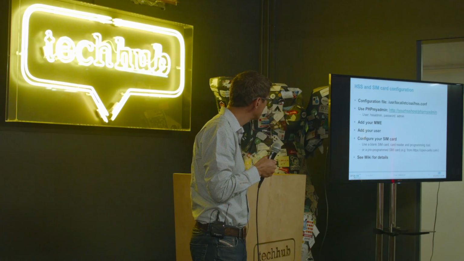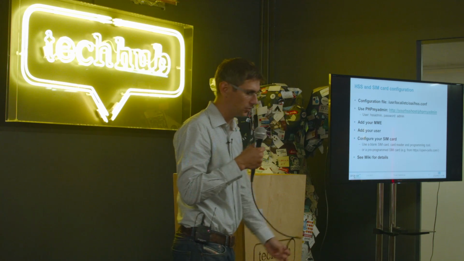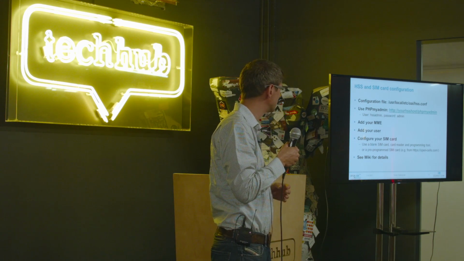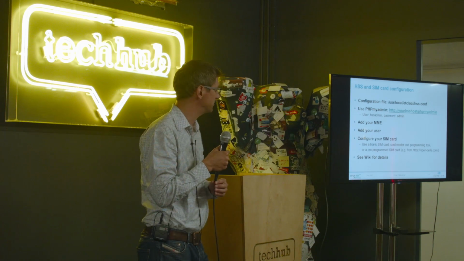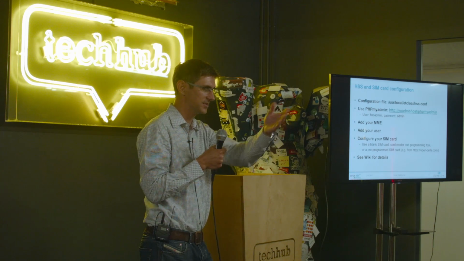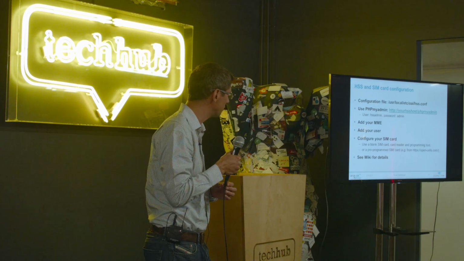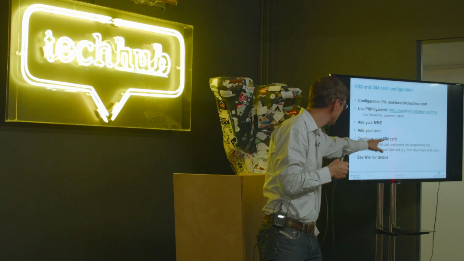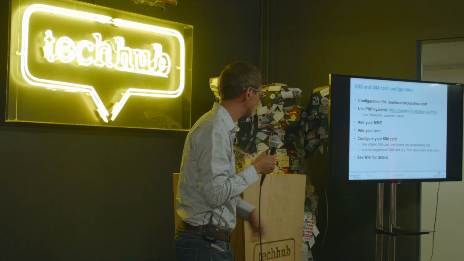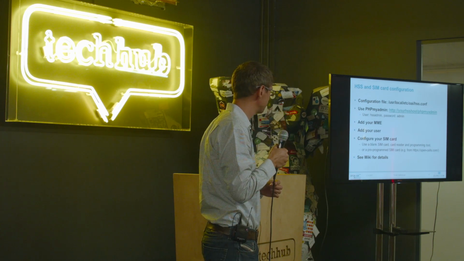For HSS and SIM card configuration: if you want to use the OpenAir core network, you need, of course, SIM cards. There are many sources where you can get your SIM cards from. There's Sysmocom. There's a new company called OpenCells, which I mentioned here, where you can get SIM cards. Or you can buy blank SIM cards and a reader and try to program them yourself.